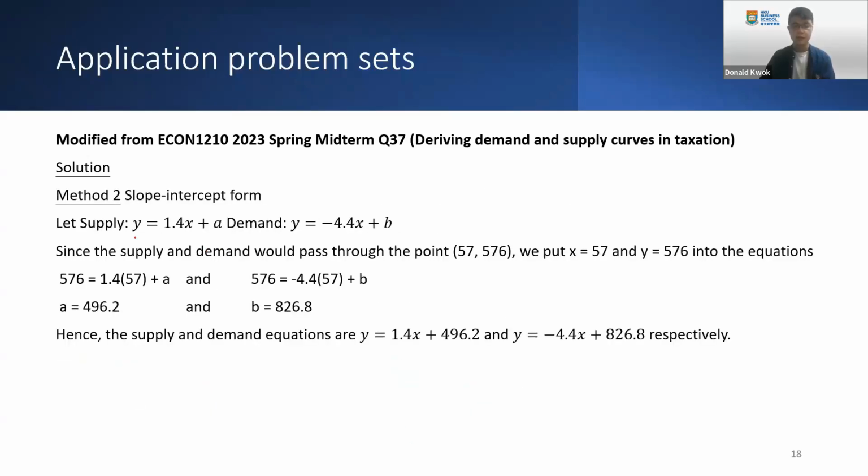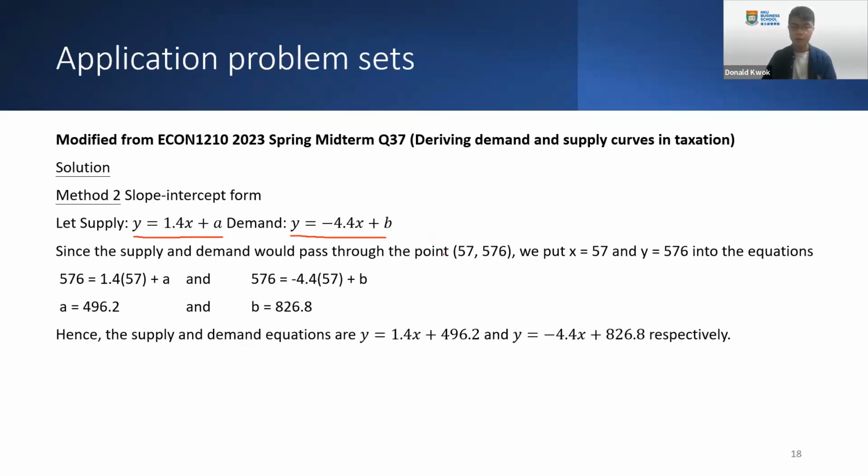Just directly let the supply and demand be in the slope-intercept form, y equals mx plus c. Because we have the slope, what is unknown is the y-intercept of the supply and demand curves. So I let the supply equation be y equals 1.4x plus a, where a is the y-intercept of the supply curve. And for demand, I let it be y equals negative 4.4x plus b, where b is the y-intercept of the demand curve.